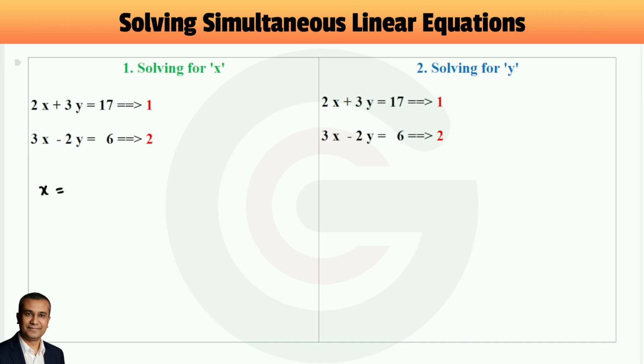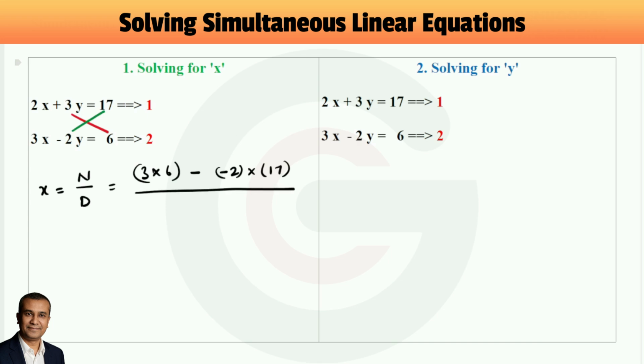Now x is equal to numerator by denominator. For the numerator, first multiplying 3 into 6, 3 into 6 minus, next multiplying minus 2 into 17. So minus 2 into 17 divided by, next multiplying 3 into 3, 3 into 3 minus 2 into minus 2.